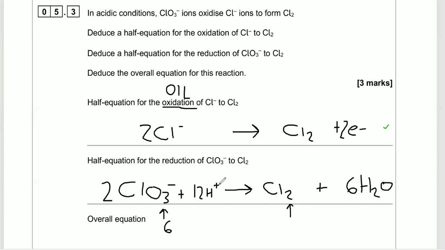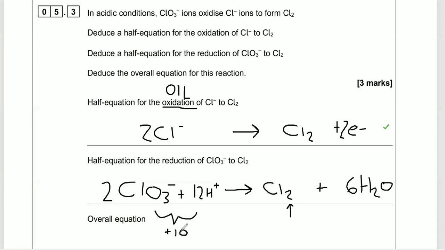And what I need to do is then go, well, look, I've got 0 charge on the right-hand side because I've got chlorine and water. There's no ions over here. So there's 0 overall charge. Over here, I've now got 2 times minus and 12 plus. So I've got a total charge between these two on the reactant side. I've got a total charge of plus 10.